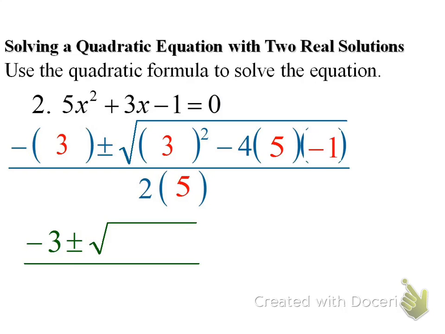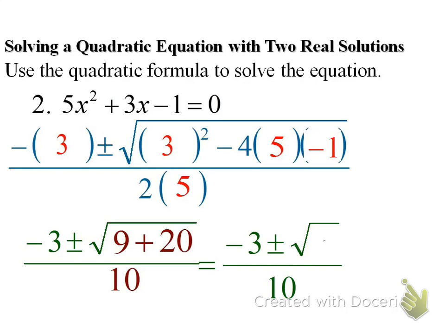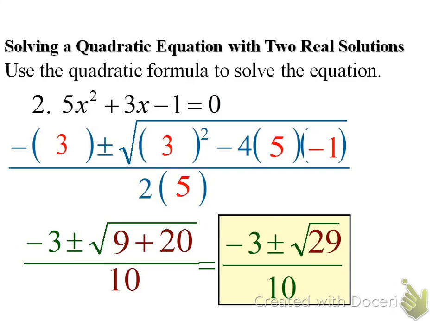So in the front we just have -3 plus or minus 3 squared gives us 9. And then we have -4 times 5 times -1. That's going to be minus -20 or plus 20 over 10. And then you can just do the addition inside the square root. Again, try a factor tree. Nothing's going to work here. So we are good to go. What are your questions?